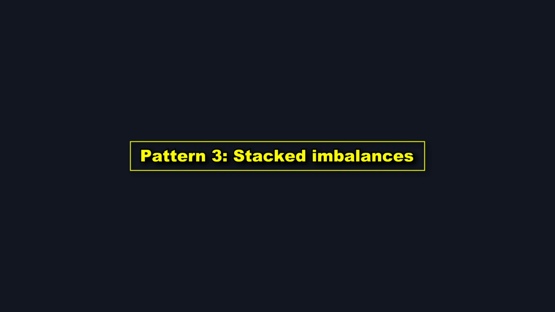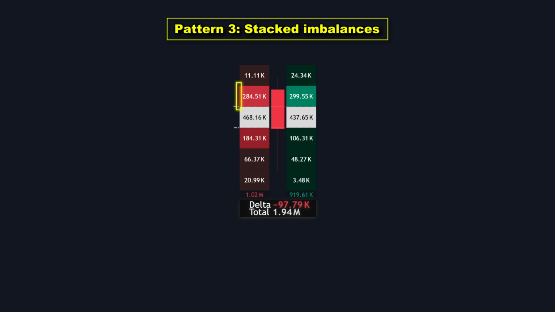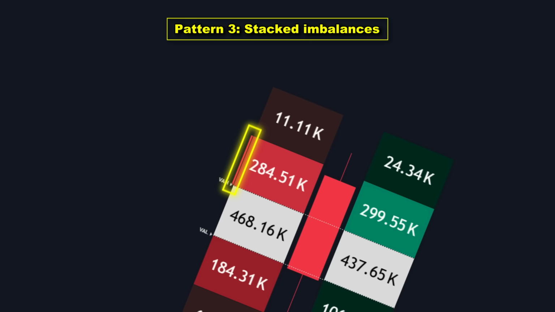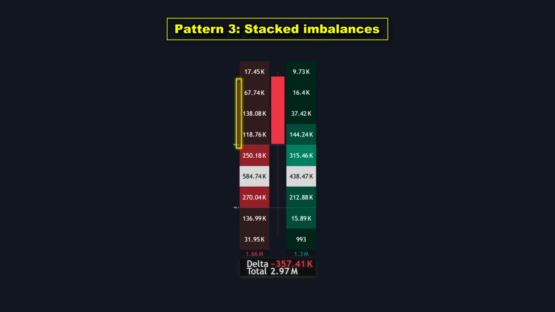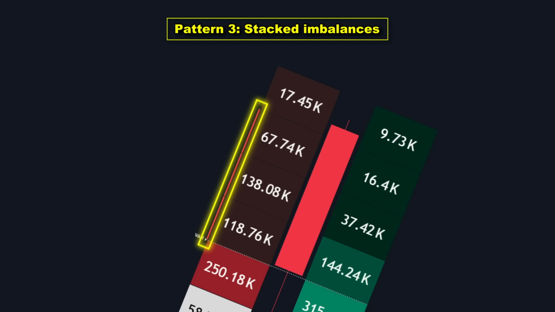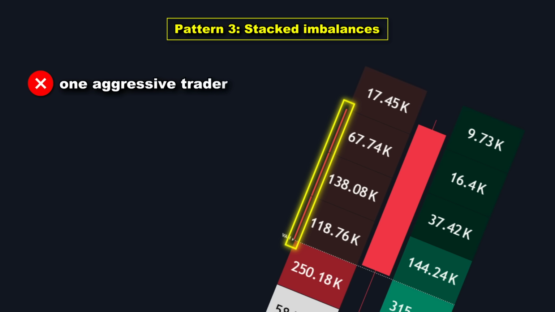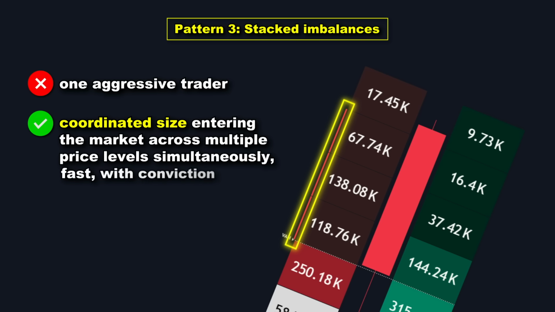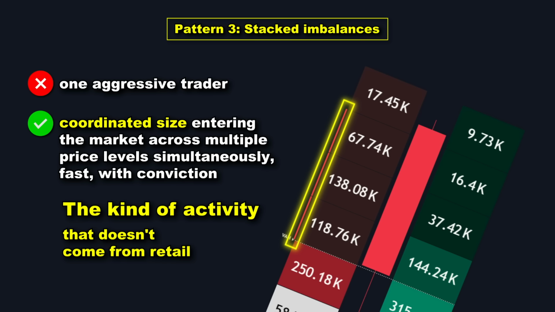Pattern 3. Stacked imbalances. A single imbalance means one side dominated one price level aggressively. Interesting, but not enough on its own. 3 or more imbalances in consecutive rows, that's a different animal entirely. That's not one aggressive trader, that's coordinated size entering the market across multiple levels simultaneously, fast and with conviction. The kind of activity that doesn't come from retail.